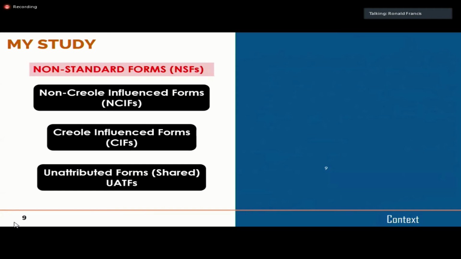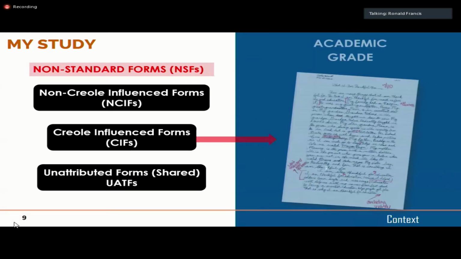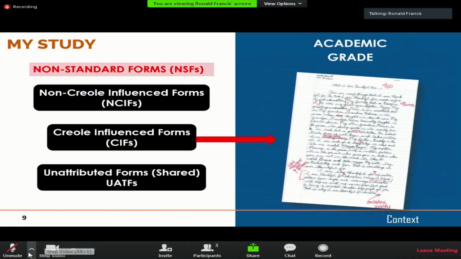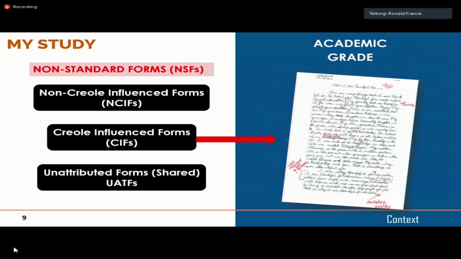I refer to these as unattributed forms, but they are a very small group, and I discuss each of them as I go along. My research is focused exclusively on the Creole influence forms, even though I mentioned the others, and the relationship between a high incidence of these forms and the academic grade.